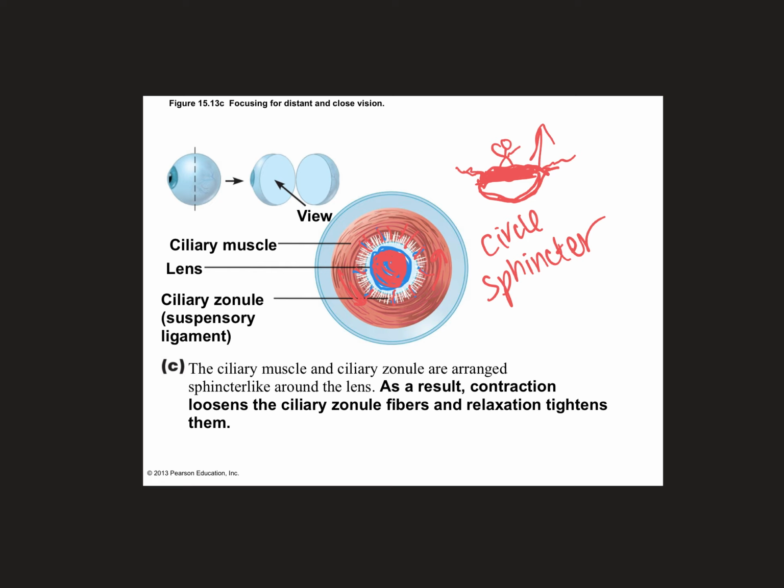So I want you to generally imagine that at rest, we have this trampoline-like configuration with taut ligaments and then a flat lens. However, when we have contraction, that loosens up the hold these ligaments have on the lens, which allows the lens to relax. And when it does, it gets really fat. And why that's important is in order for you to see up close, you need a fat lens.